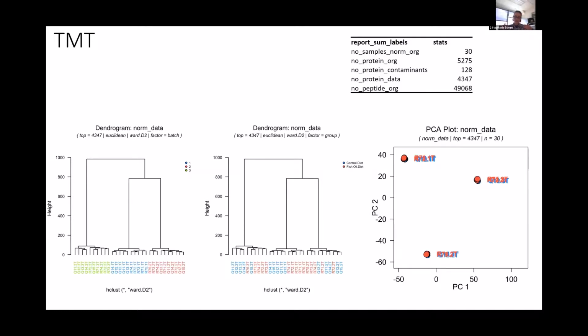So those are ones that we want to filter out of our data at the very beginning, and we don't analyze those particular proteins. So that's where this number of protein contaminants, we got rid of those proteins in the analysis. So then you're left with 4,347 actual proteins in the data set and about 49,000 peptides that were used to make the protein group file.